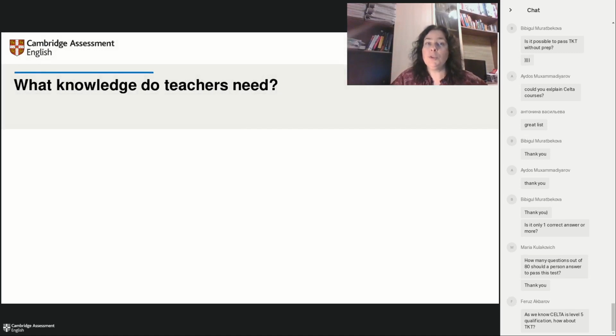So what knowledge do teachers need? We are coming towards TKT Model 1, and we are considering what makes a good teacher, basically. Could you help me, please? Which characteristics, which qualities do we need to demonstrate, what knowledge do we need to teach efficiently and effectively? Could you type in your ideas in the chat box? Let's interact a little bit.